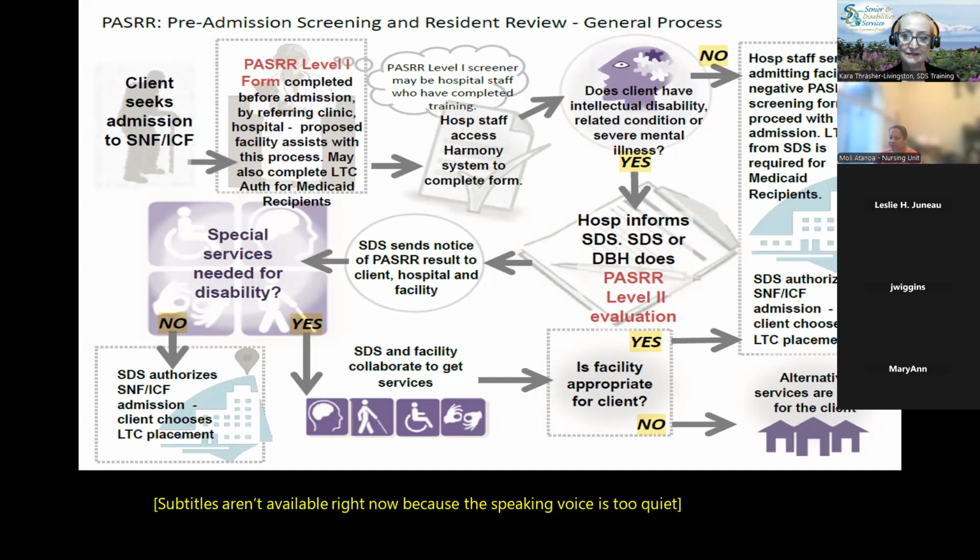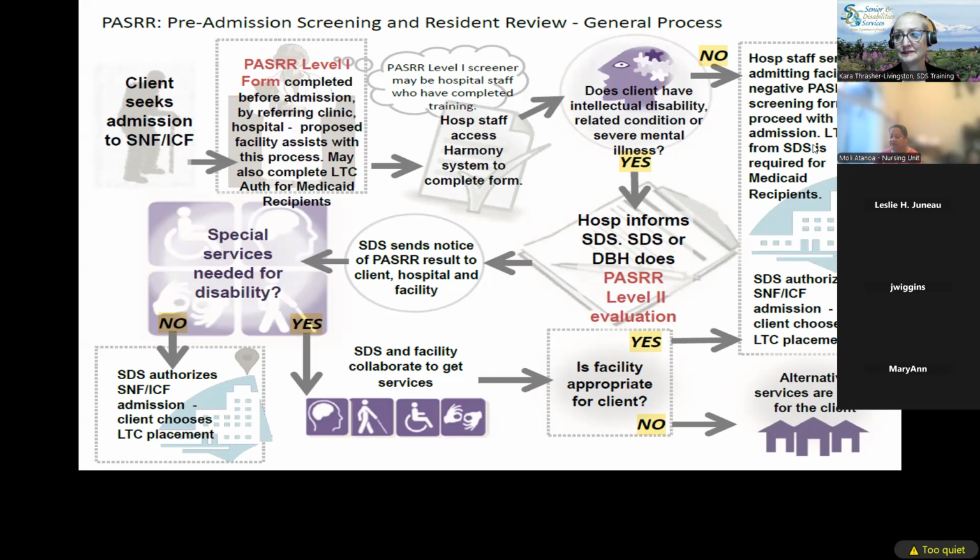If no specialized services are required or recommended, our SDS team will notify the patient as well as the facility, and admission can proceed. If there are, SDS will work with the facility, and based on the outcome of the Level 2 evaluation, consideration of the appropriateness of the placement to the long-term care facility is considered.